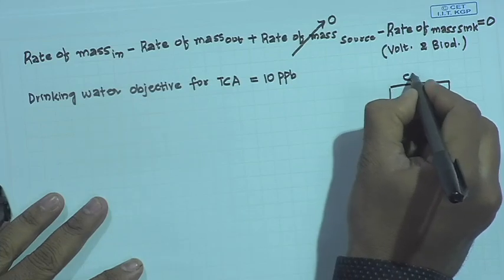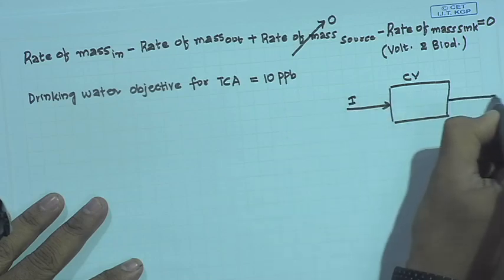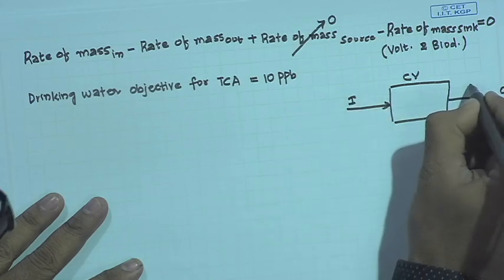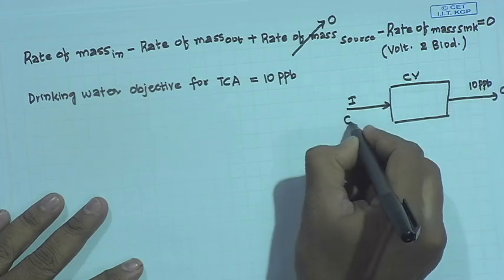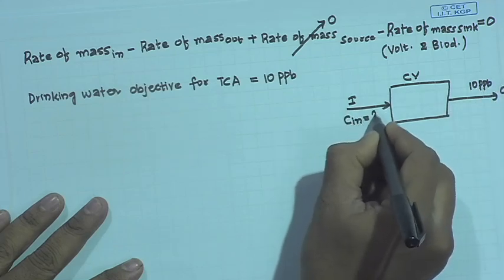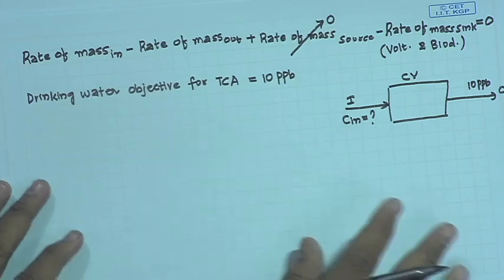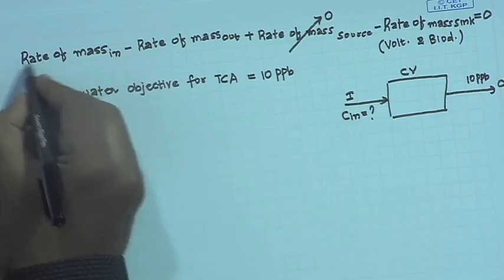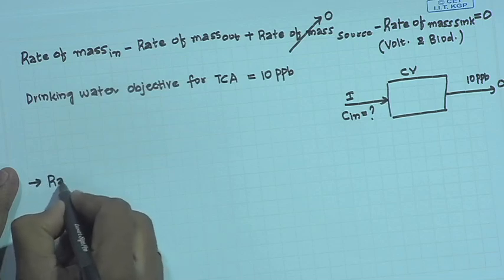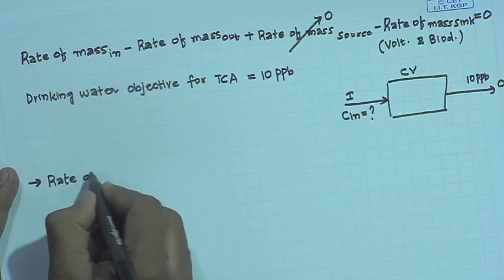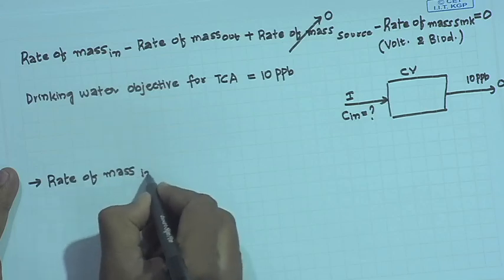I can just draw the diagram for you over here. This is the control volume, this is the inflow, this is the outflow. Here it should be less than 10 ppb, and we have to find out the concentration at the inflow. So, now we will just carefully go step by step. We will first calculate the rate of mass that is at the inlet.